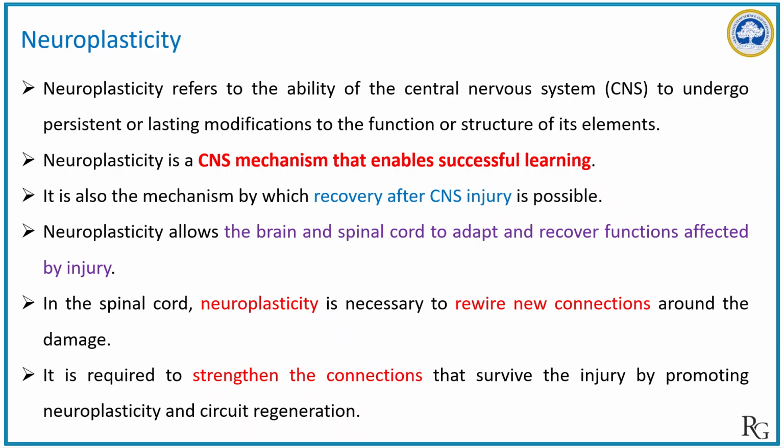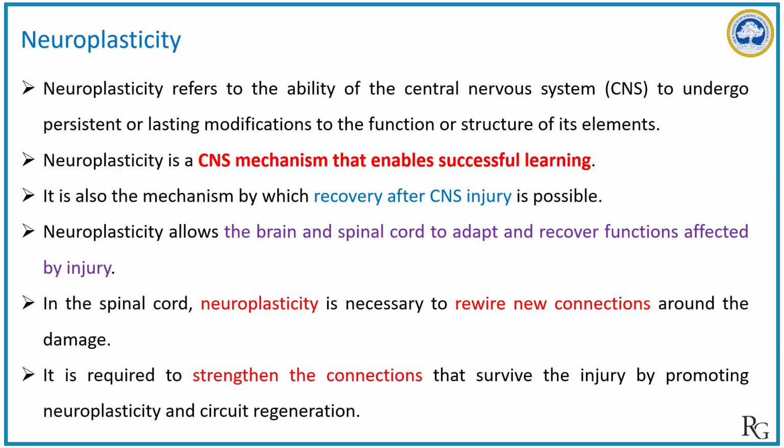Now this property becomes even more important when there is any damage to the central nervous system, the CNS. So let's say part of the brain or the spinal cord is injured. Neuroplasticity is what allows the remaining healthy circuits to take over some of the lost function. So it helps the nervous system to adapt, to form new pathways, and to strengthen the connections that are still intact.